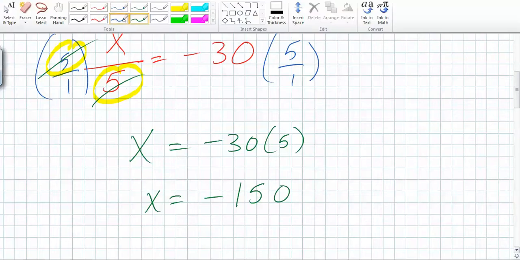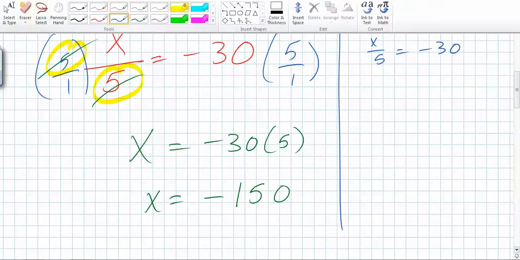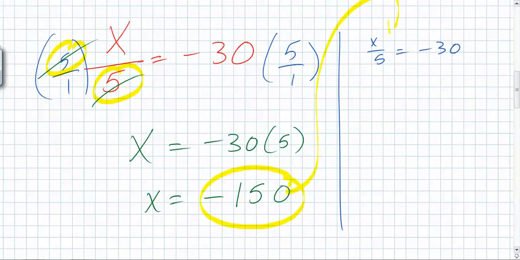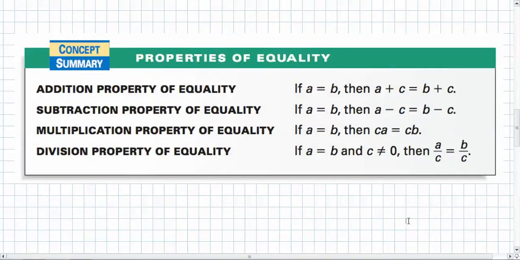We could check this, if we wanted to, by taking negative 150 and putting it into the original expression, which was x over 5 is equal to negative 30. We could take our negative 150 and plug it in right there. And what we get is negative 150 over 5, which does indeed equal negative 30, so it does check, and we are happy.